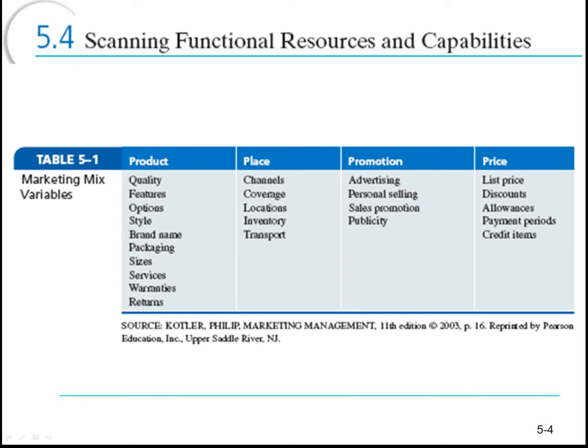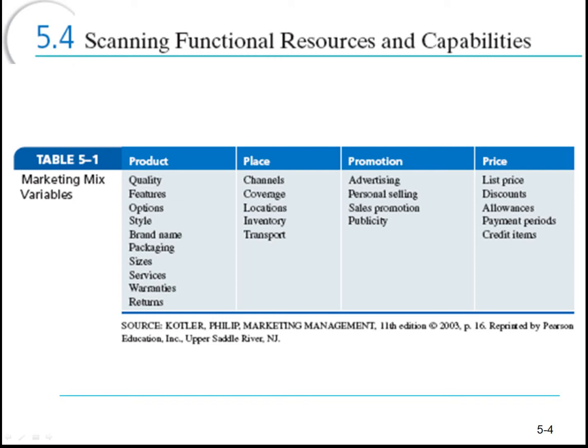When it comes to promotion, this is what most people think of when it comes to marketing. We're discussing advertising, personal selling, sales promotion, publicity; PR would fall underneath that as well. And price, we're talking about anything that goes along with determining what the product should cost. So the list price, discounts, allowances, credit terms that you may offer to people who are buying the product, all those items fall underneath the price.